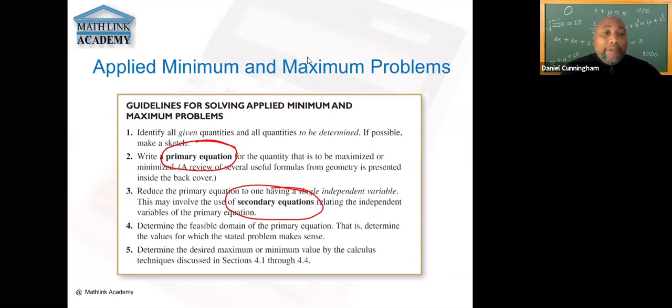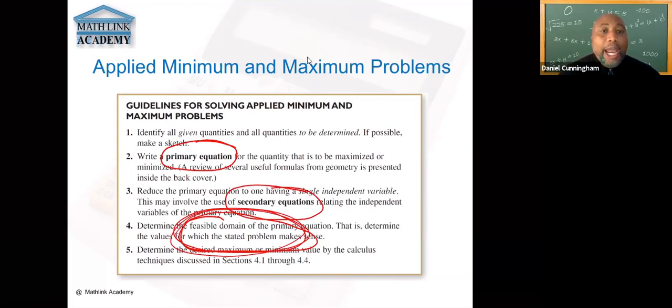A lot of times they say find the volume, then we have to use a volume equation, and then we may have to use something else. And then we want to combine those two equations to make it one. Then you want to take the first derivative, set it equal to 0, and get your feasible domain. You may end up with positive and negative numbers, but you may realize that you cannot use negative numbers because it doesn't make sense. So I may just focus on the positive.